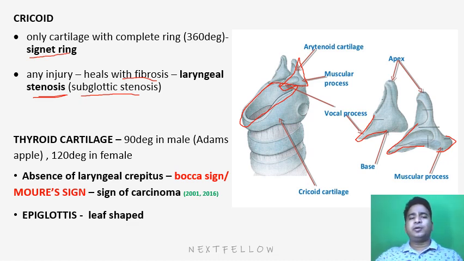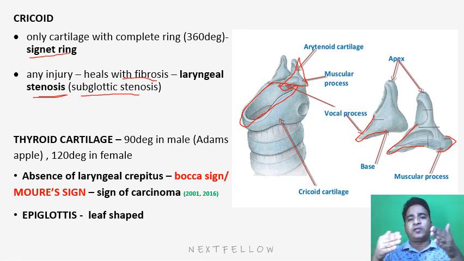Now we talk about the thyroid cartilage. In the male, this thyroid cartilage is not a complete cartilage. It is open posteriorly. This cartilage has an angle, which is 90° in males, and is responsible for the formation of the Adam's apple. You can see a prominence here.